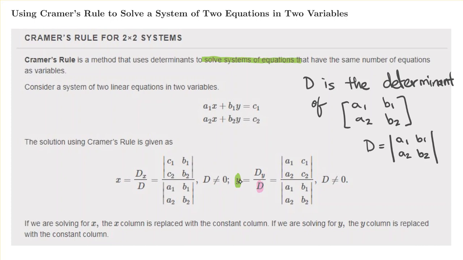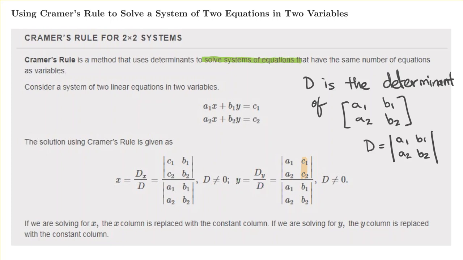Notice in this case we're looking for the value of y, so we have D sub y. And what we notice is the determinants that we're calculating are similar, except that now what would generally represent the coefficients for the y, the second column, are no longer B1 and B2, they're now C1 and C2, which we know are the values that each of the equations are equal to. You would calculate this determinant, A1 times C2 minus A2 times C1, some number divided by some other number, and that would be the value of y.